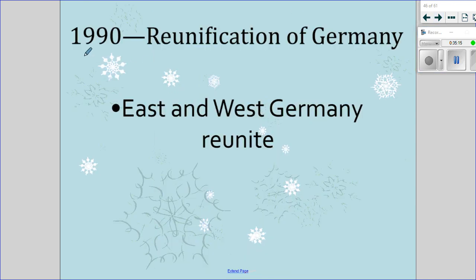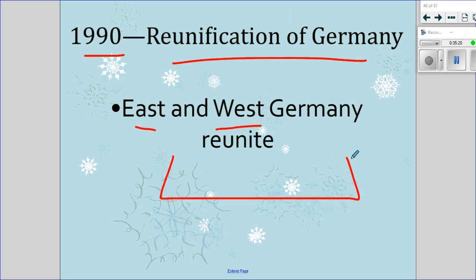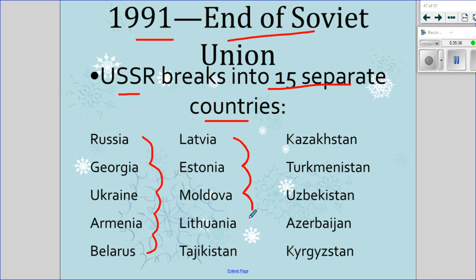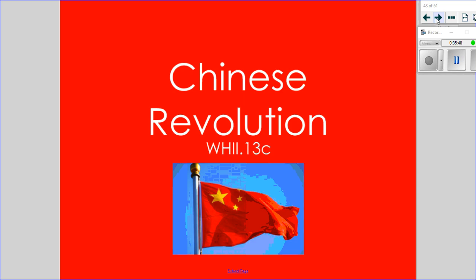All right, so in 1990, Germany reunifies. East and West Germany reunite into one Germany. All right, so the end of the Soviet Union comes in 1991. The USSR breaks up into 15 separate countries. I'm not going to list them all out here for you, but these are all the separate countries that the Soviet Union breaks up into. These are Central Asian states, East Asian states, some Southern European countries.